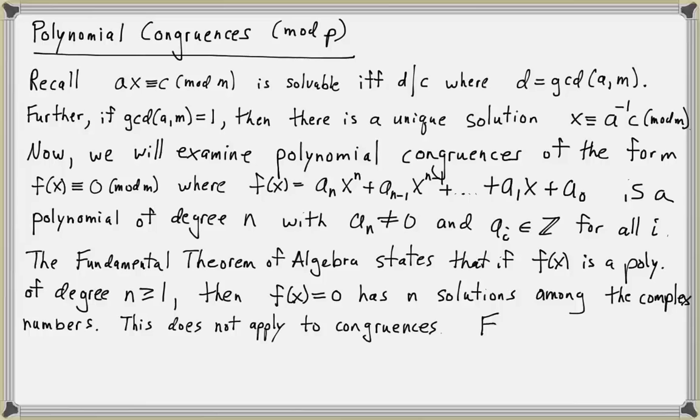For example, the polynomial congruence x squared congruent to 1 mod 8 actually has 4 solutions, even though this is only a degree 2 polynomial congruence. If you look at the residue classes 1, 3, 5, and 7, they will all satisfy this congruence.